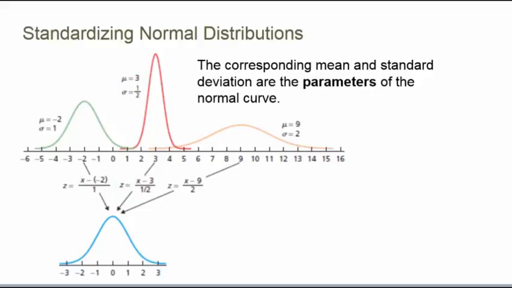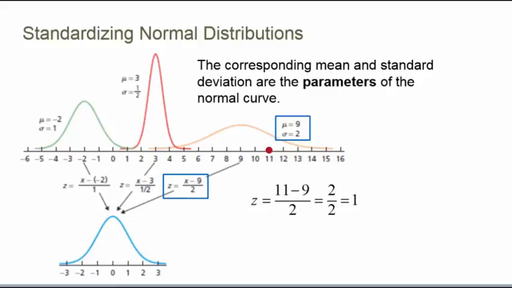For my third graph, the orange one that has the mean of 9 and the standard deviation of 2, I can use the standardized version of z, which is z equals x minus 9 divided by 2. If I pick a point on the horizontal axis for that curve, such as 11, that would be my data point x. So z would equal 11 minus 9 divided by 2, which is 2 divided by 2, or 1. So 1 would be the corresponding point on my standard normal curve.